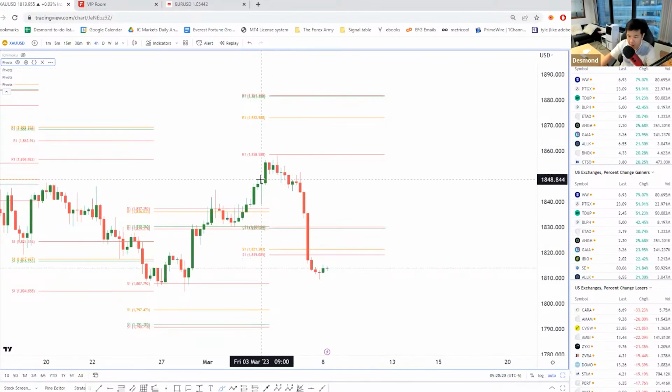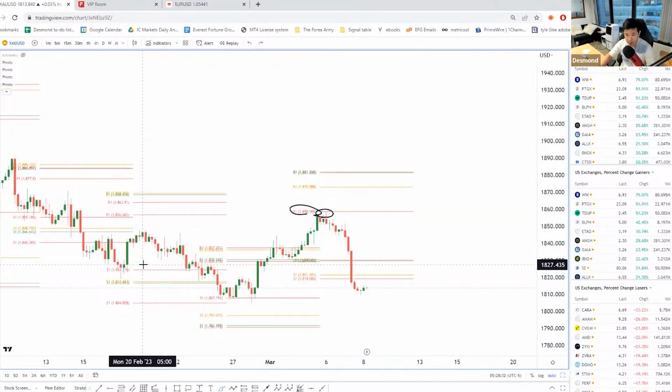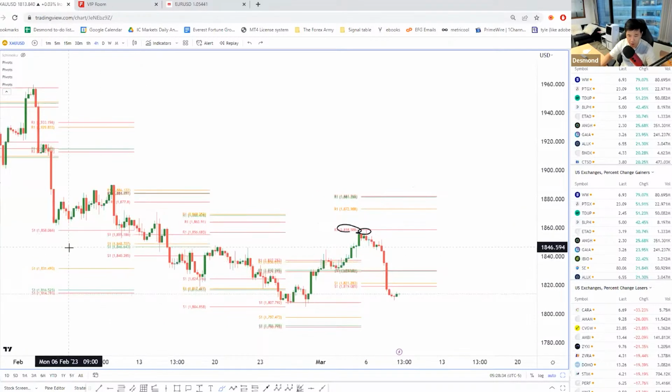You can see that the moment price opened, it reached this resistance, and then it started to reverse. It then broke the support levels, as you can see over here. What you're then looking out for is how well price responds to these levels. See how well price bounced off this support.